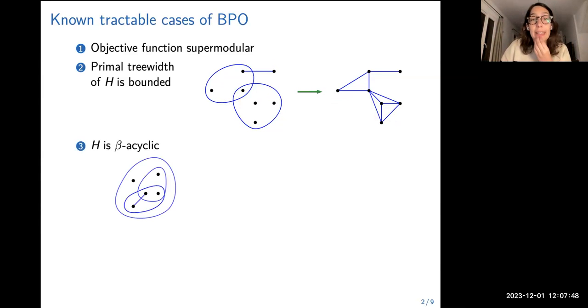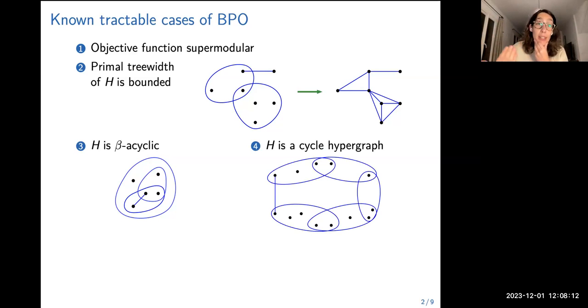Now, the other two cases instead deal directly with the hypergraph. The next one is when H is beta cyclic. Without being tedious with all the definitions, suffice to say that there are several definitions of acyclicity in hypergraphs, and beta cyclicity is basically the most general one that is still interesting and non-trivial.